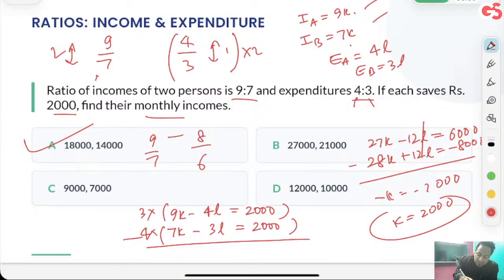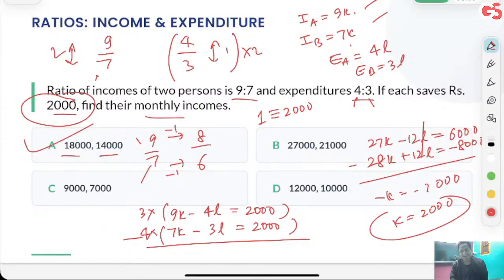Now you see, both the horizontal gaps become the same. If the vertical gap is the same, the horizontal becomes the same. So 1 unit is equivalent to 2000. If 1 is equivalent to 2000, 9 will be equivalent to 18,000, and 7 will be 7 into 2, 14,000. See, isn't this cool? Did you like seeing this? Agarshit, Ritu, Gaurav, Yug, and whoever is watching this, isn't this great?